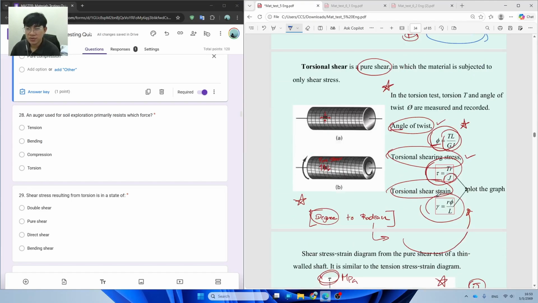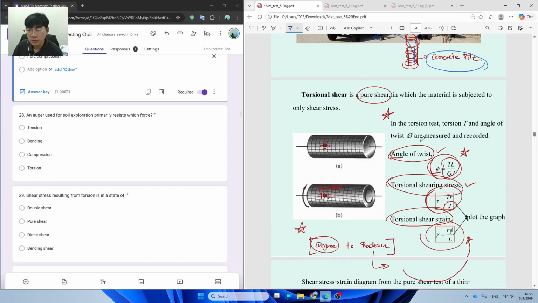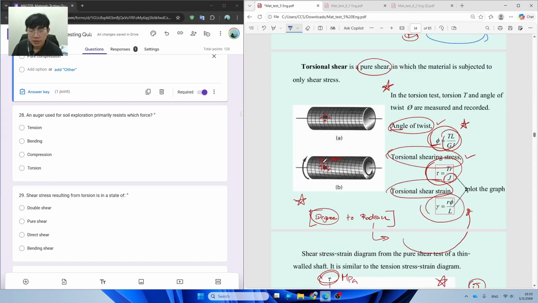So to estimate the torsional shear stress, or torsional shear force, we need to understand that our sample that's subject to the torsional force is going to create something called pure shear. Pure shear means when you rotate by using the torsional force, there will be some shear force occurring on the surface only.